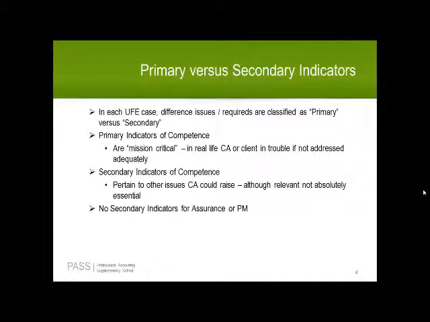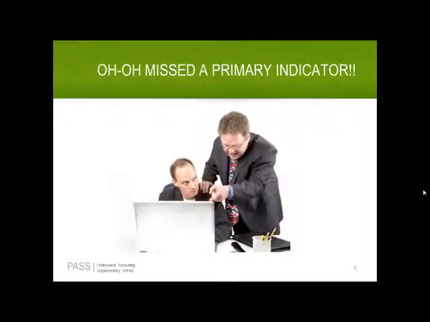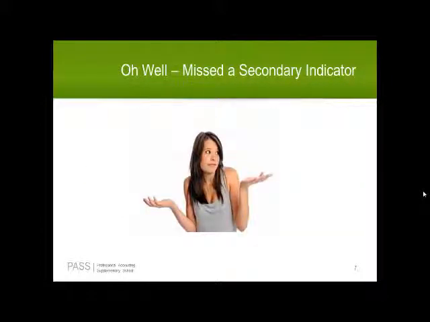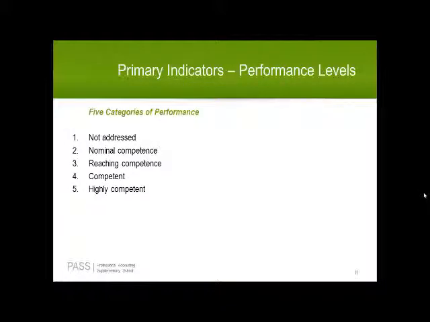What is a primary indicator? A primary indicator is a critical issue. If you miss an issue in real life that is primary, you are in big trouble. But if it is a secondary indicator, while it may be relevant, it is not such a big deal if you miss it. And now, for every primary indicator, you get slotted into 5 levels.